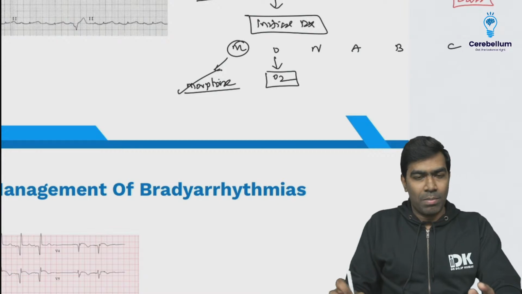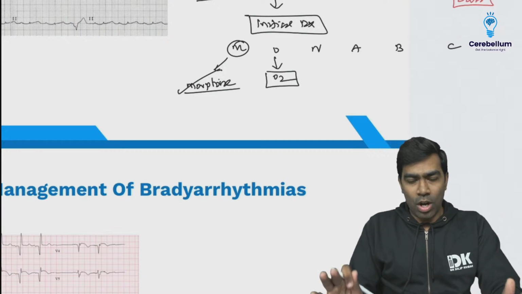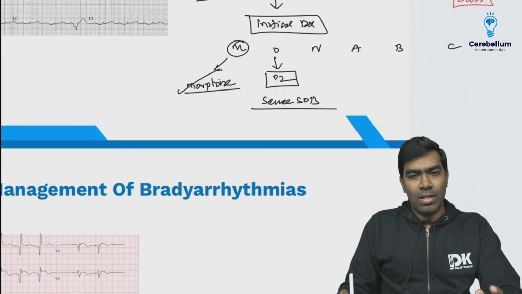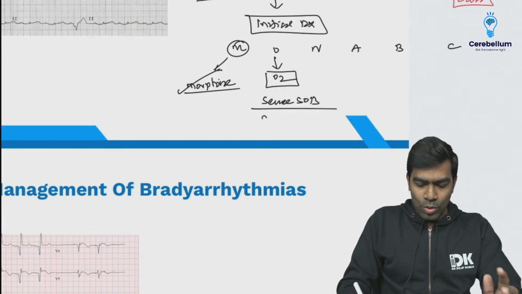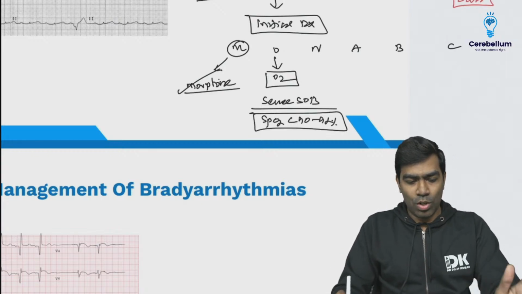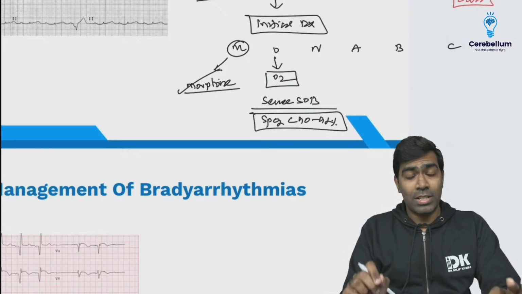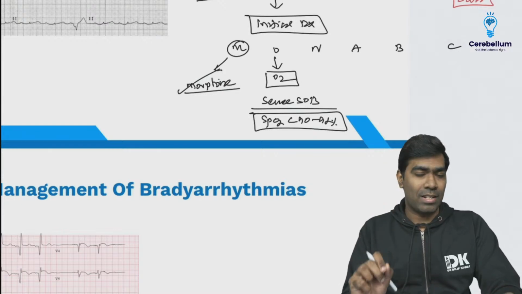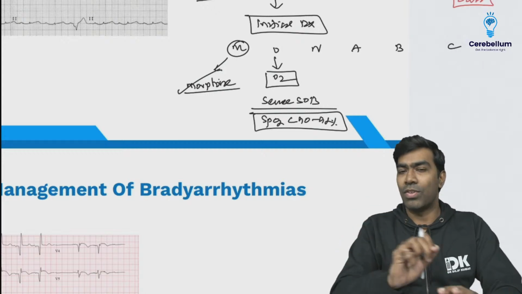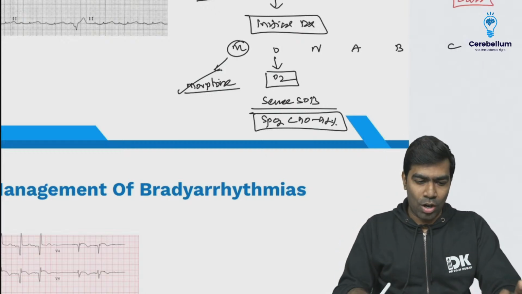Oxygen again is a double-edged weapon. You don't use it in all patients. Patients who are having severe shortness of breath or those who are having a low saturation of less than 90 to 92%, only for them we use oxygen. Otherwise we don't use oxygen, because sometimes oxygen can result in free radical formation that can paradoxically cause more damage. That's why we don't use oxygen in all patients.